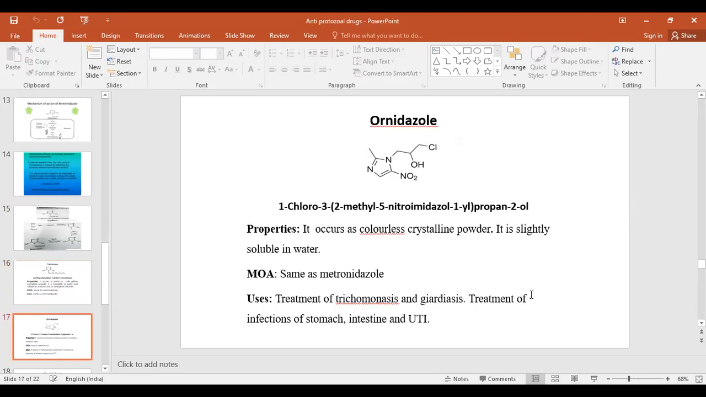Ornidazole is one of the very good and important drugs, and recently it has gained more uses. It is 1-chloro-3-(2-methyl-5-nitroimidazol-1-yl)propan-2-ol. This chain is good. It occurs as a colorless crystalline powder. It is slightly soluble in water. Same as metronidazole, it is used for treatment of trichomoniasis and giardiasis, and treatment of infections of the stomach, intestine, and UTI also.